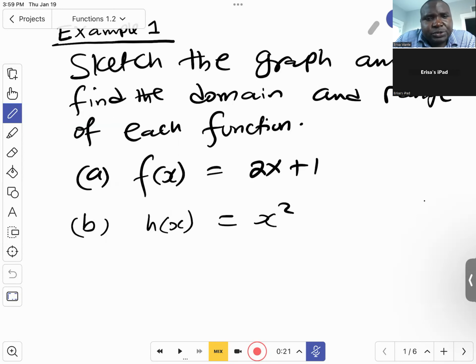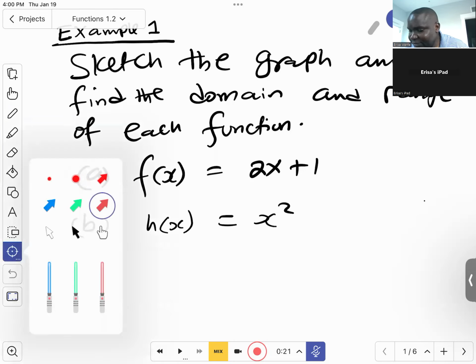In the first video, we introduced what a function is and we defined what a function is. We talked about the range and domain of a function. So in this question, they are asking us to sketch the graph and find the domain and range of each of the functions.